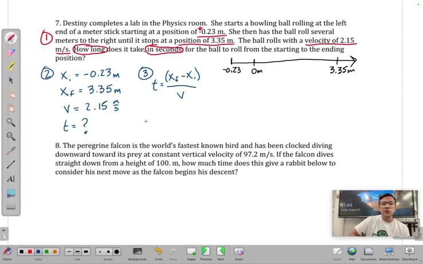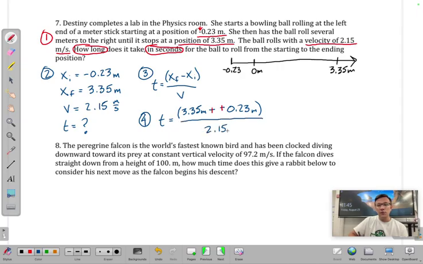So what I will do is go ahead and get my fourth point now for showing my work. So time is equal to the final position of 3.35 meters minus the initial position of negative 0.23 meters. So we do have a double negative here. I'm going to go ahead and handle that right now. Double negative turns into a positive. And then we'll go ahead and divide that by the velocity of 2.15 meters per second. So I'm going to go ahead and take this a step further. We'll add our initial and final position together here.